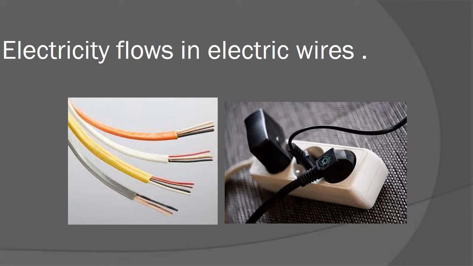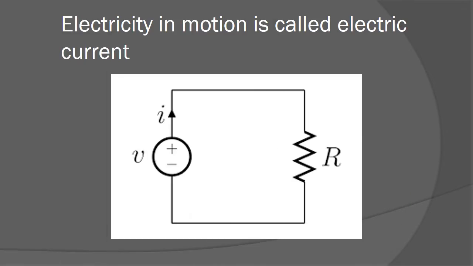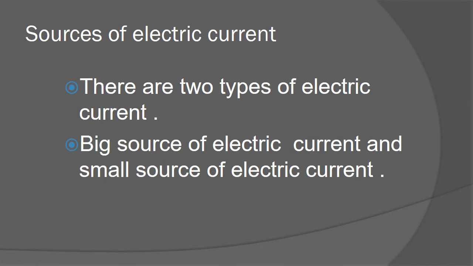Electricity flows in electric wires. Normally, we use electricity by connecting the device to the power sockets with the help of electric wires. Electricity in motion is called electric current. There are two types of sources of electric current: a big source of electric current and a small source of electric current.